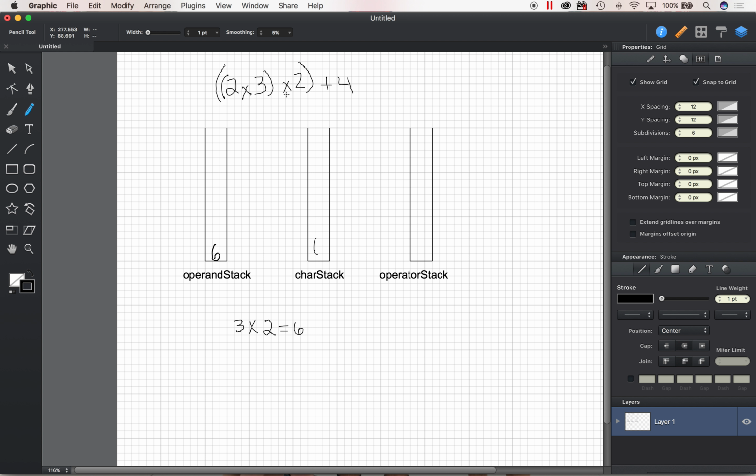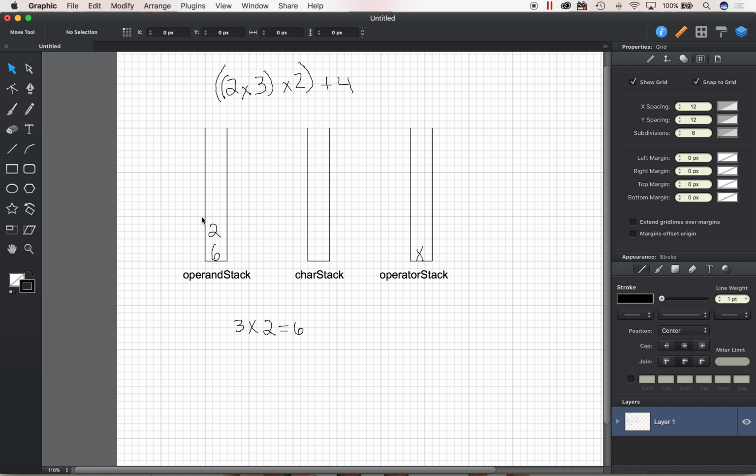So the next item that I have is the multiplication symbol. So I put that over here. The next item that I have is a number. The next item that I have is a closing parens. The rule of the closing parens is to pop the character stack. So we're going to pop the character stack. And then we perform the arithmetic operation that exists, which is 2 times 6.